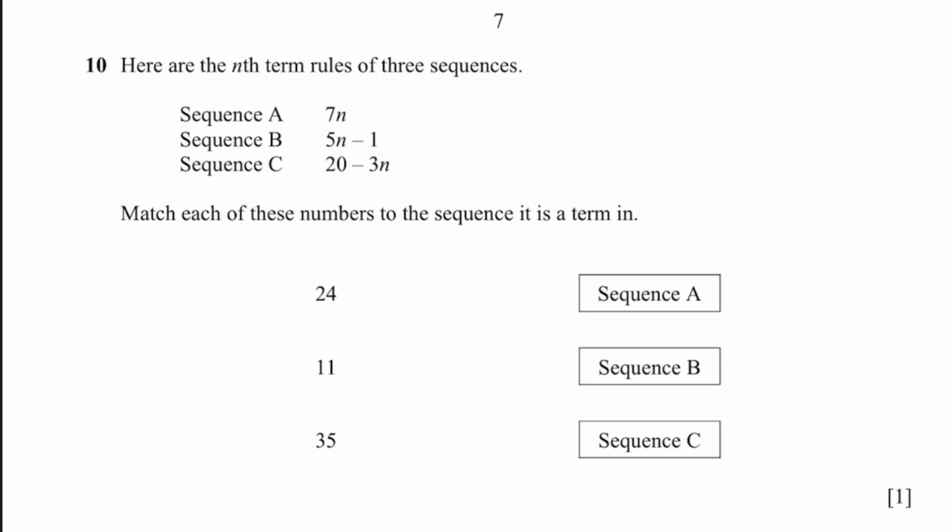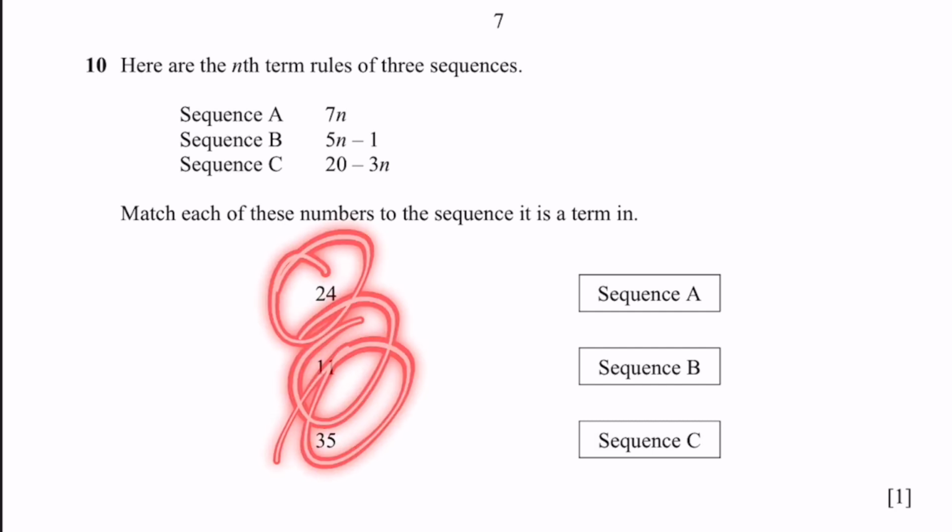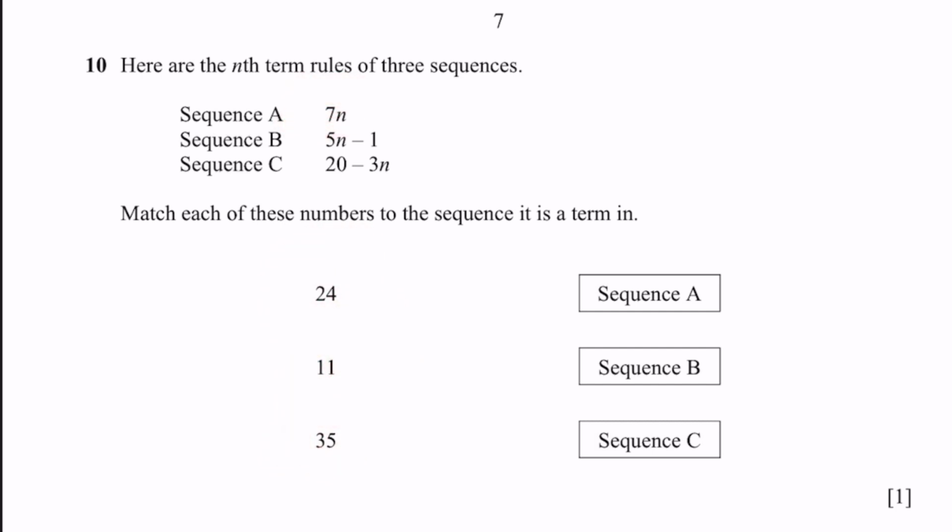Here are the nth-term rules of 3 sequences. Match each of these numbers to the sequence it is a term in: 24, 11, and 35. 7n is sequence A, and this one has all the multiples of 7 because whatever value n is, we have to multiply it by 7 to get the term. And if you multiply anything by 7, it is a multiple of 7. So out of these, which is a multiple of 7? You can see 35 is 7 times 5, so that belongs in sequence A. And in fact, it is the 5th term in sequence A.